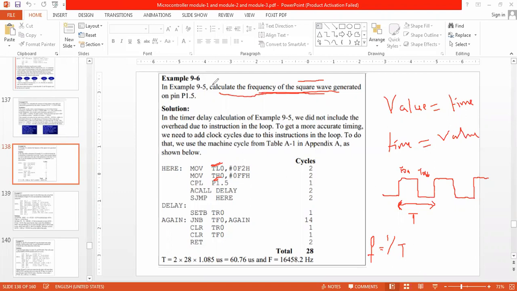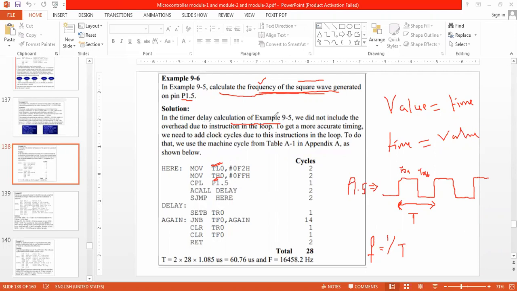Correct? We need to calculate the frequency of the square wave generated on P1.5. So this square wave is generated on P1.5. Okay. We need to calculate the frequency of this square wave. I don't know what the frequency of the square wave is. So here, first, in the timer delay calculation of example 9.5, previously we have already calculated some points.